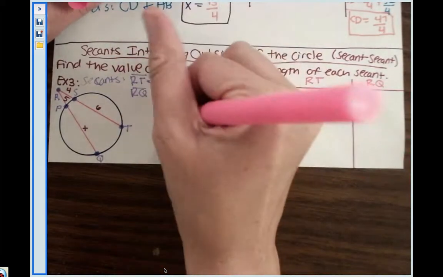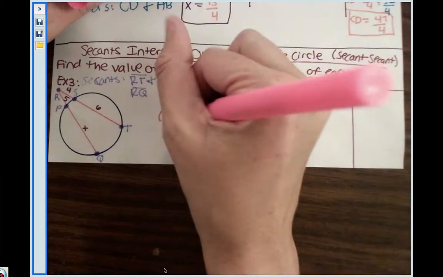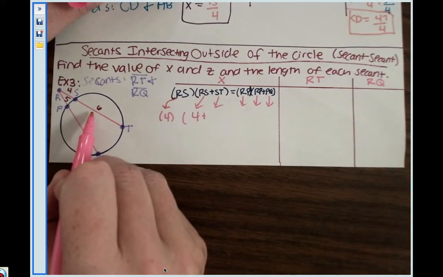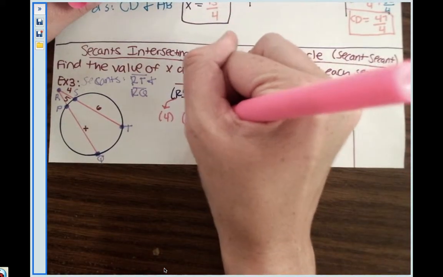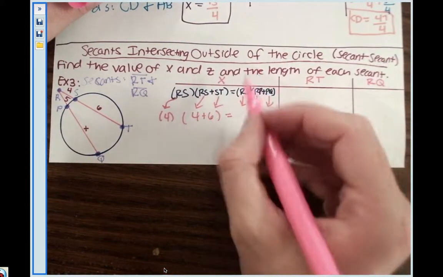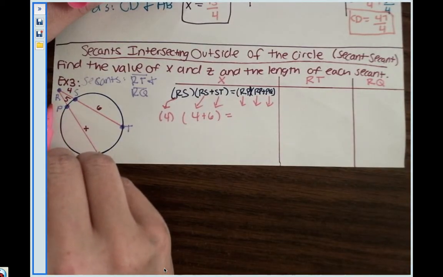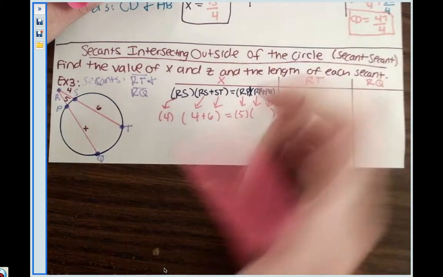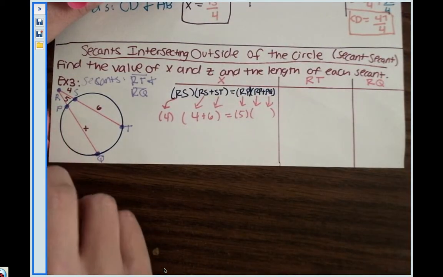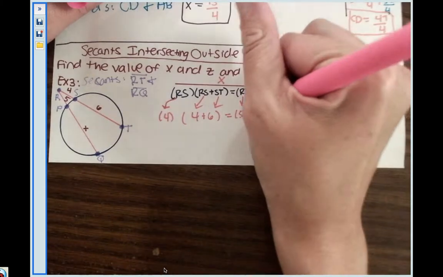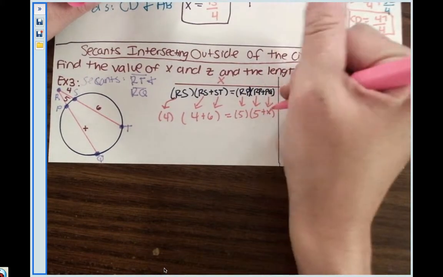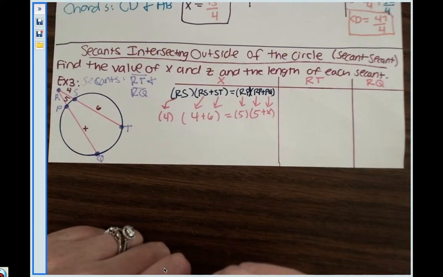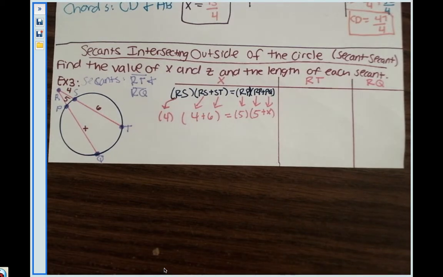Let's do this thing. All right, so RS is 4, so it's going to be 4 times RS again, which is 4, plus 6, which is ST, which equals RP, which is 5, times the length of the entire secant, which are these two added together. So RP is 5 plus X. Look at that. And all we gotta do is solve this thing. So let's get going.